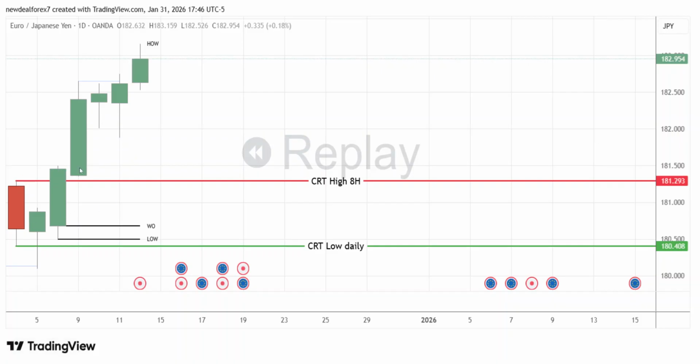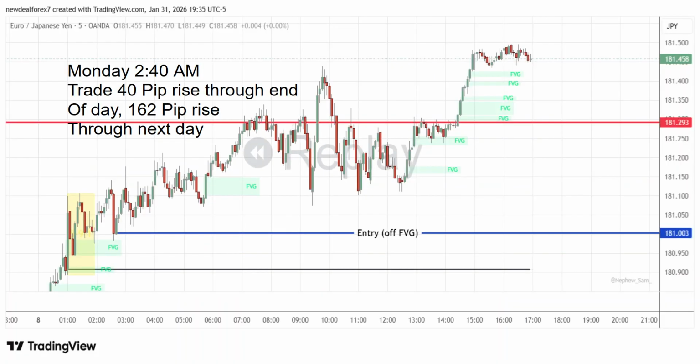Price broke out of the range, so it's safe to assume that you could get a continuation. And another confirmation of that is the fact that when we looked at euro pound, euro was the stronger of the two. So the expectation going into the week is that euro is probably going to rise more than the pound will. All right, so that's how that works out.